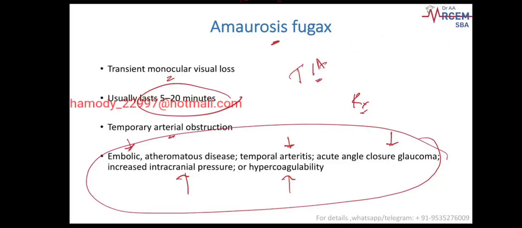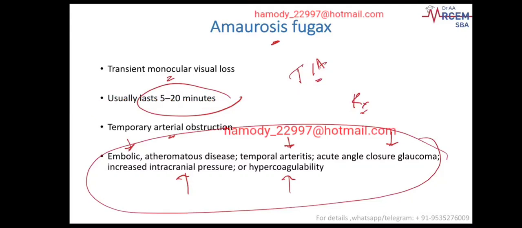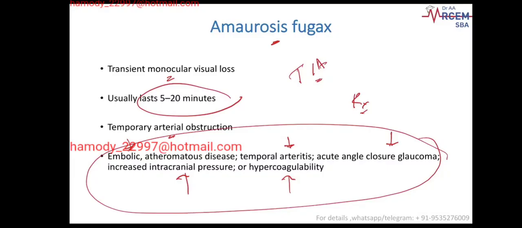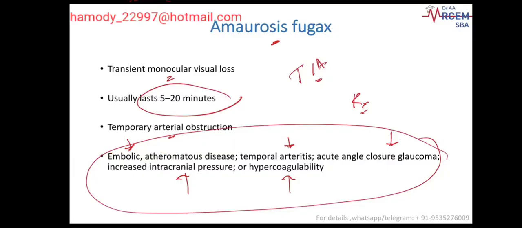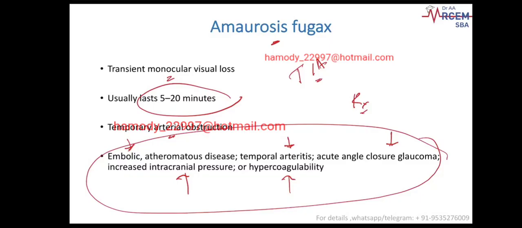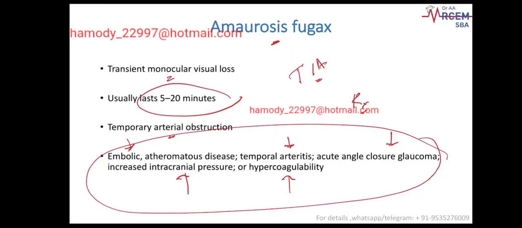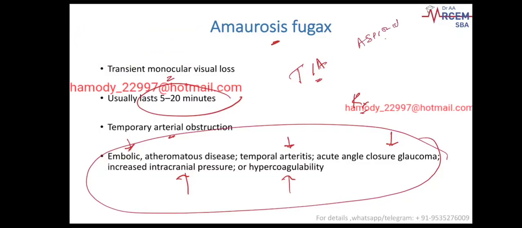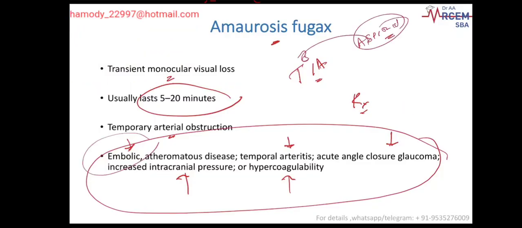Temporary loss of vision, which lasted for a few minutes. You need to evaluate what might be the cause. Is it because of acute angle closure glaucoma? Is it because of hypercoagulability? Is it because of emboli thrown from atrial fibrillation? You need to figure it out and treat the underlying cause. Usually we start them on aspirin. Like in TIA, we start them on aspirin because most of the time it is an emboli.